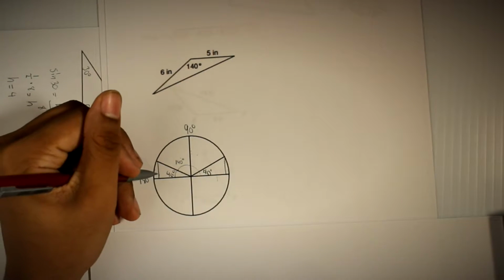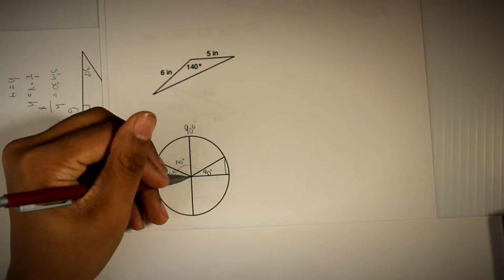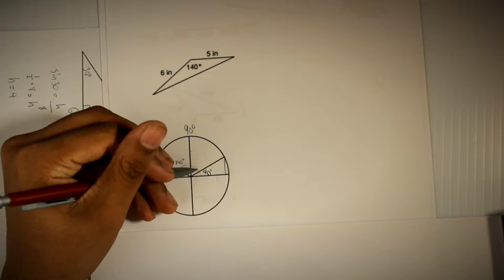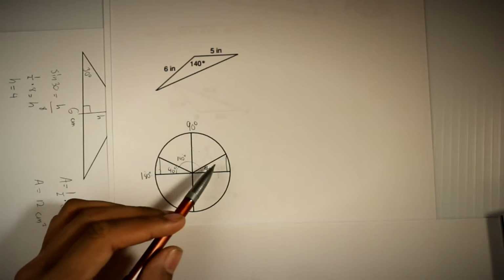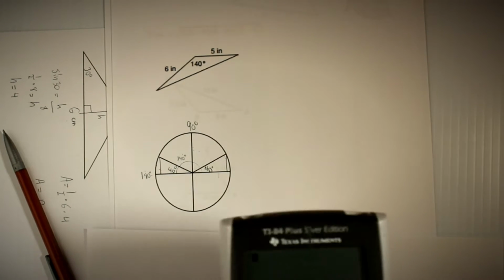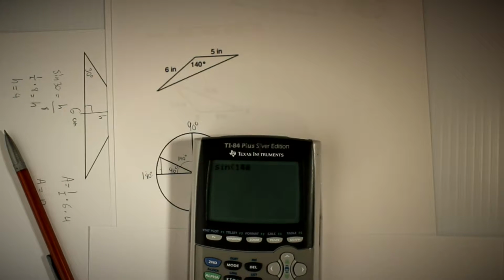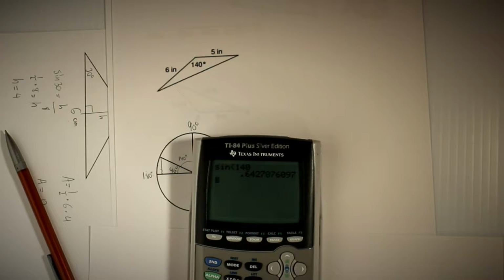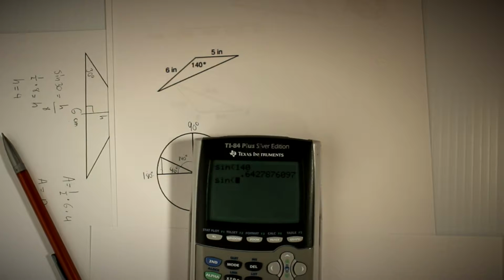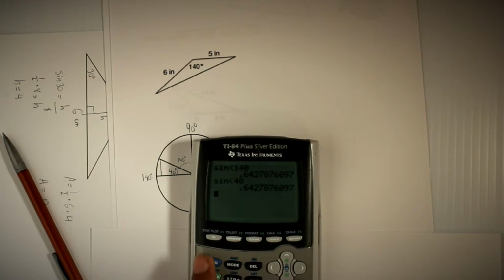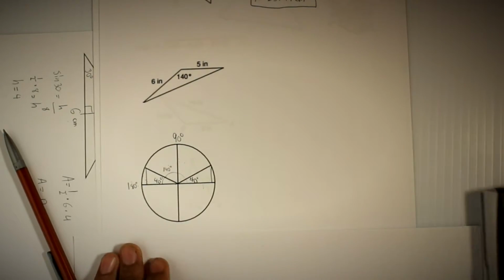They will have the same sine. Obviously the cosine will be negative, but they will have the same magnitude. You can go ahead and check that in your calculator as well. Sine of 140 equals 0.6427, and sine of 40 is 0.6427, the exact same number. That's why it doesn't really matter which one you use.